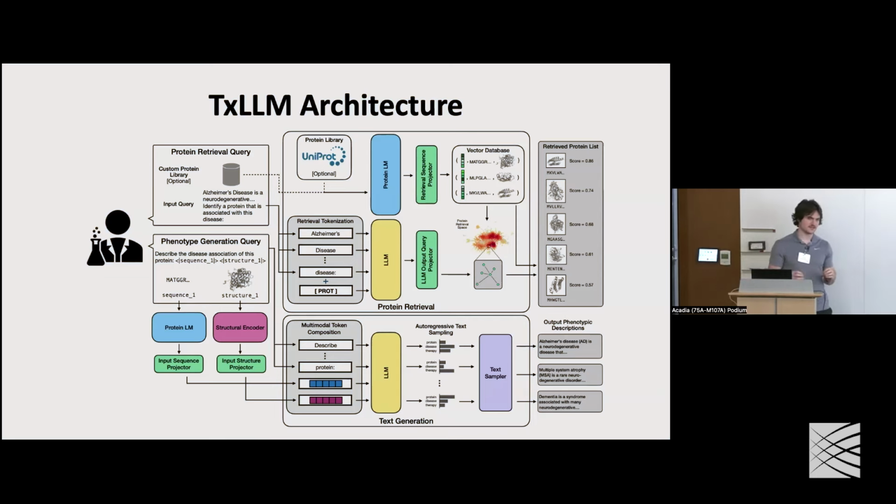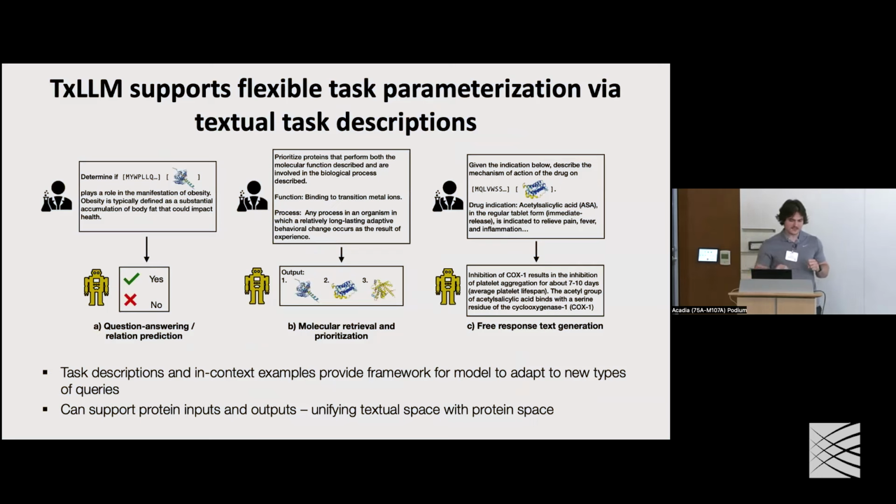The important thing here is that this is one model that can do all of this. In the spirit of the foundation model approach that Marinka mentioned, we have one model doing retrieval and also text generation. It's really a process of changing how we process your inputs. We're still using the same underlying model weights, so we have one model that's trained to perform all of these tasks at once. TXLM supports this flexible task parameterization via textual task descriptions.